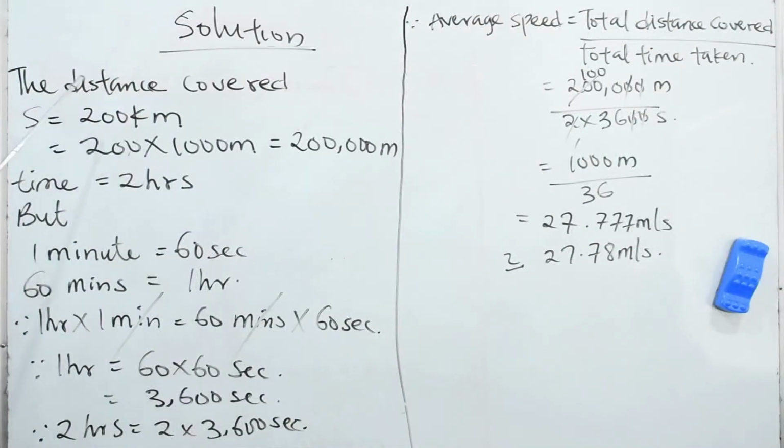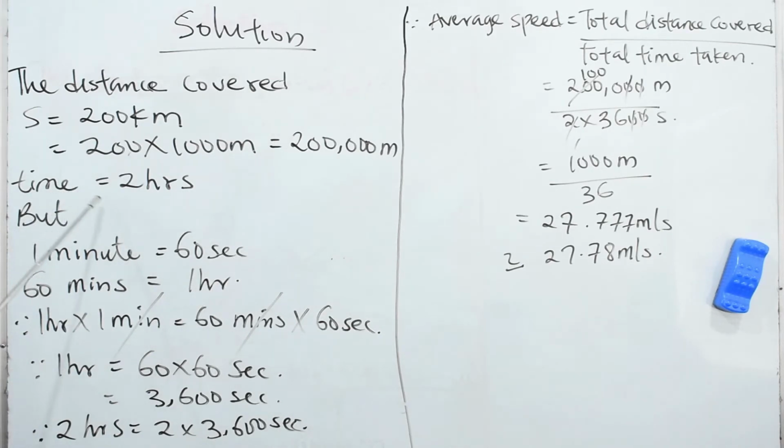If you look at the question there, the distance given to you, the distance covered is equal to 200 kilometers. Now, kilometers is not the SI unit of distance, it's meters. So to convert, we multiply by 1,000. We'll have 200 times 1,000. It will now give you the value in meters, and that gives you 200,000 meters.